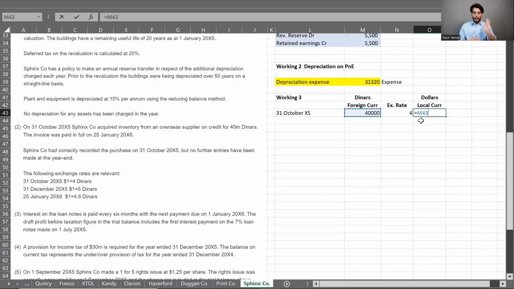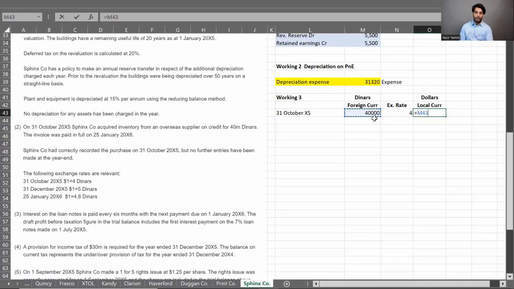$1 is equal to 4 dinars. Use common sense, use mental maths. Dinars are higher, 4 dinars. Dollars are less, $1. So you need to go from a higher value to a lower value. And if you want to go from a higher value to a lower value, do you multiply or do you divide? What do you do? Common sense.